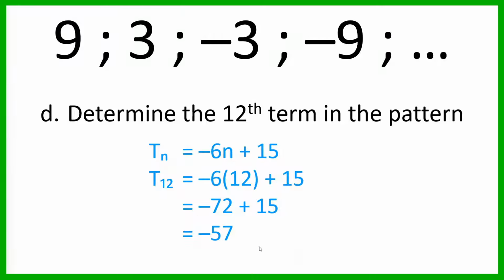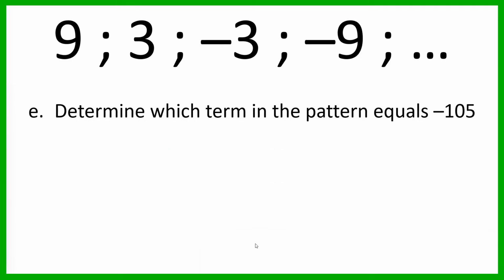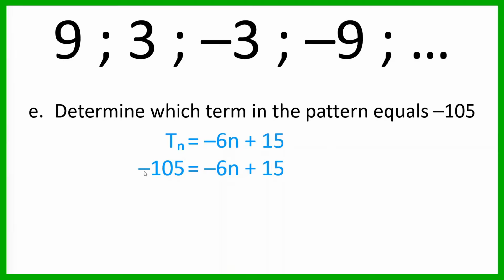Okay, and question E, the last one for this example, is we need to determine which term in the pattern equals negative 105. So now we're going to be substituting here. They've given us the value of the term. So we're going to be using our rule again, but this time we're not substituting in an n value because we haven't been told the position. We need to work out the position, where the term is, which term is equal to negative 105. So over here, the negative 105 is going to go on this side in place of the Tn, and we need to work out what n is to work out which term is equal to negative 105. So we're going to solve over here for n.